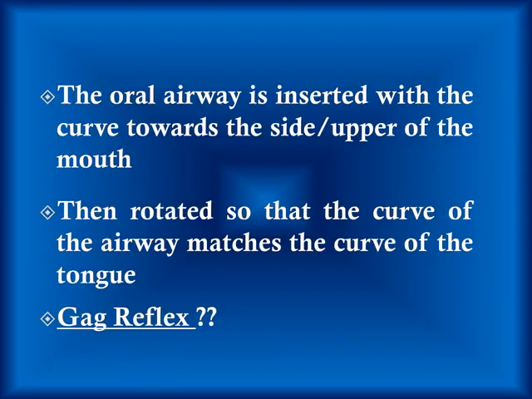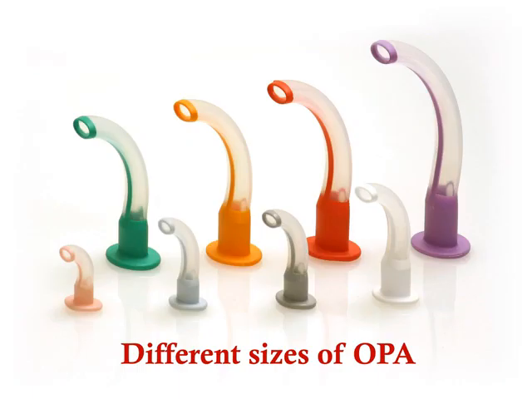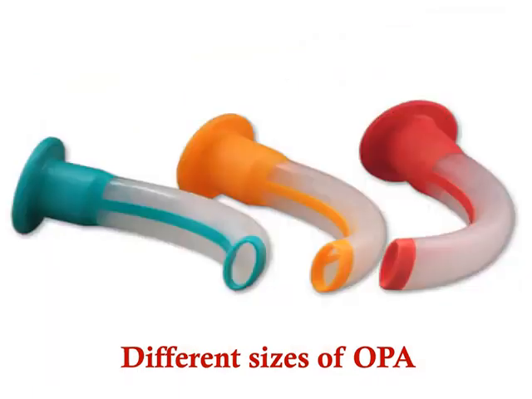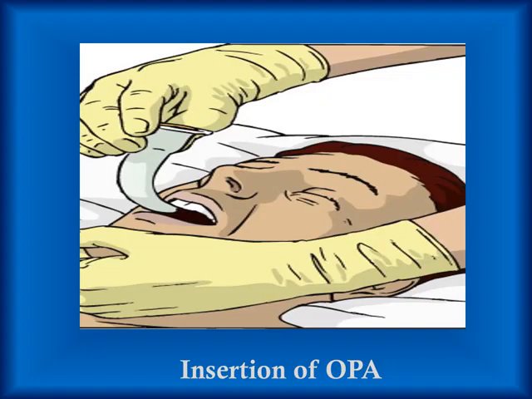This is how to insert the oropharyngeal airway. The oral airway is inserted with the curve towards the side or the upper part of the mouth. When we reach the junction between the hard palate and soft palate, it is rotated so that the curve of the airway matches the curve of the tongue. A contraindication to insertion of the oropharyngeal airway is a conscious patient, because it stimulates the gag reflex and the patient is liable to vomit and aspirate. These are different sizes of oropharyngeal airway.